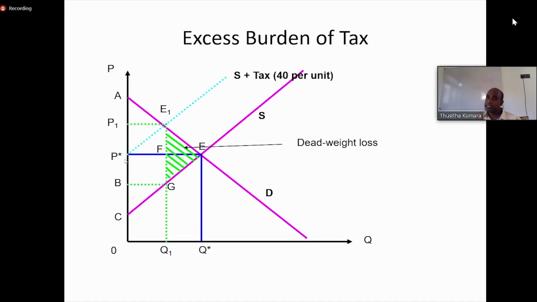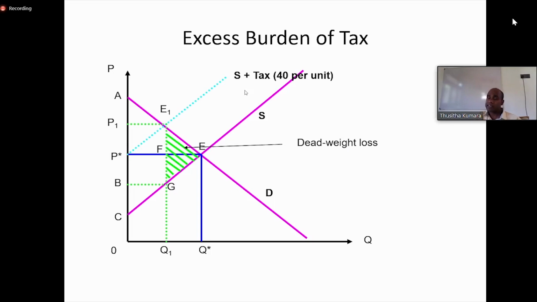Those who have done economics, of course, you will make this mistake because our teachers teach in that way. And this is not the producer surplus. This is the producer surplus, P1, E1, P star, because this is of the equilibrium.